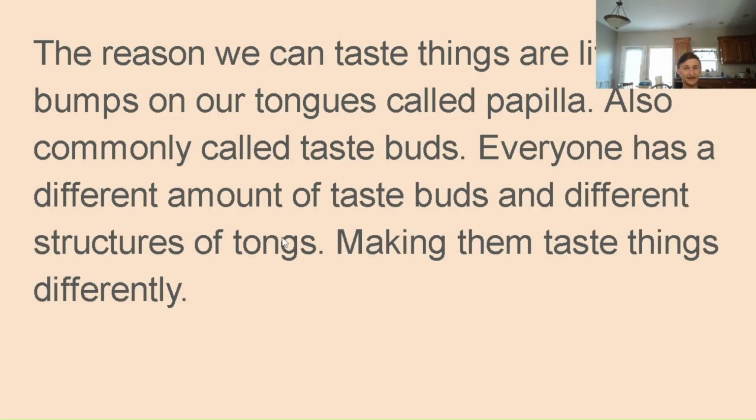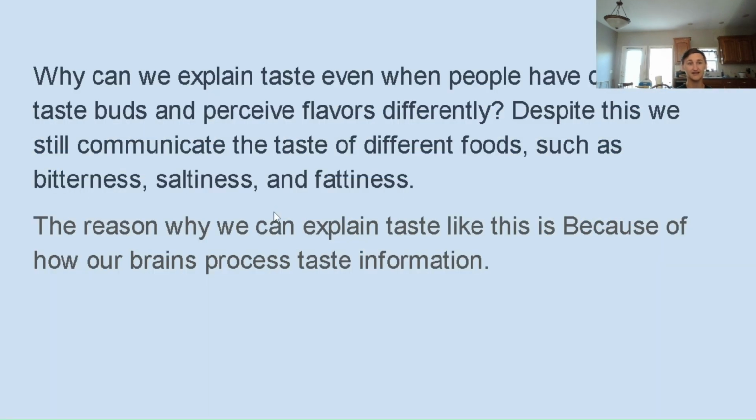The reason we can taste things are little bumps on our tongues called papilla, also commonly called taste buds. Everyone has a different amount of taste buds and different structures of tongues, making them taste things differently. Why can we explain taste even when people have different taste buds and perceive flavors differently? Despite this, we still communicate the taste of different foods such as bitterness, saltiness, and fattiness. The reason why we can explain taste like this is because of how our brains process taste information.